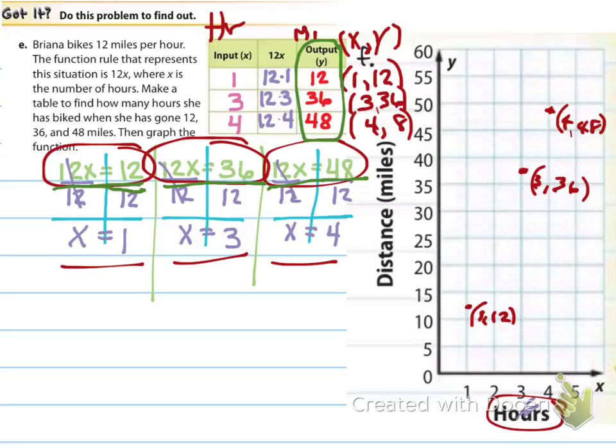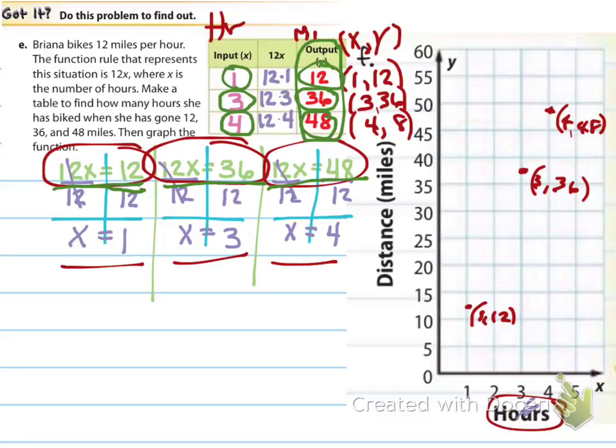So when Brianna has biked 1 hour, she's gone 12 miles. When she biked 3 hours, she went 36 miles. When she biked 4 hours, she went 48 miles. And hopefully that makes sense to you, even if your table did not come out the same way.